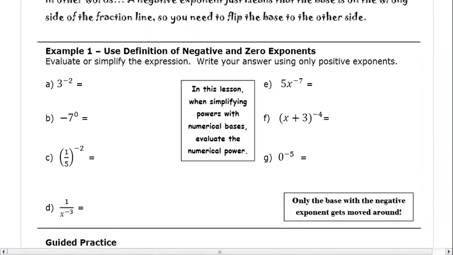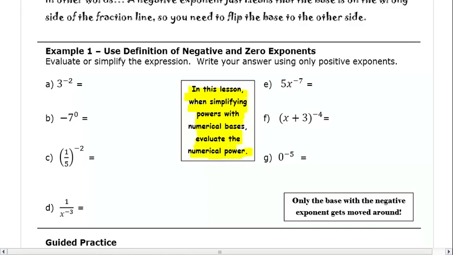So example 1. I want to start off by saying that in this lesson, when we simplify powers with numerical bases, we are going to evaluate the numerical power. I know that's a little bit different than what we did before. We just left it with an exponent. But in this case, your exponent shouldn't be too big. We are going to simplify it further.